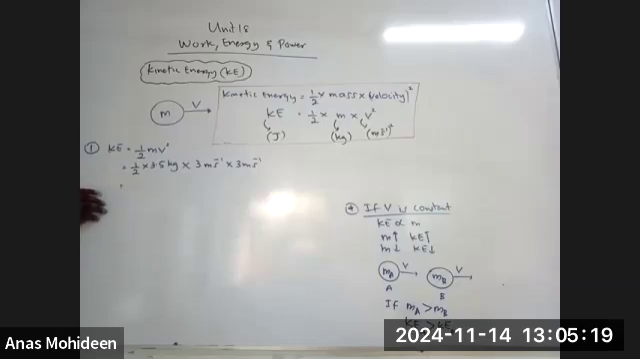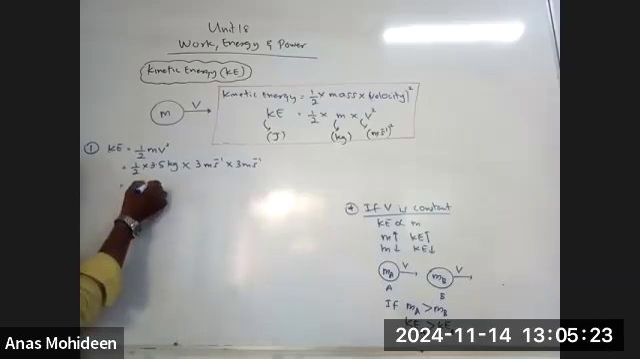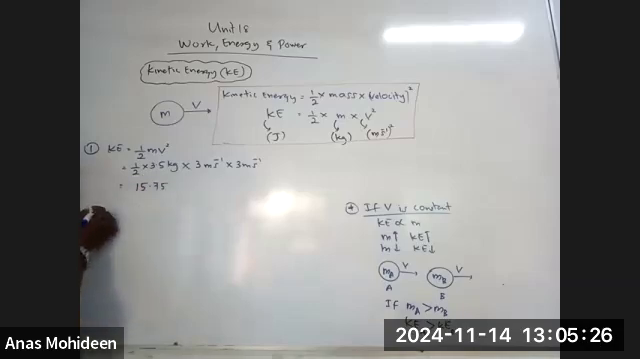Fifteen point seven five. 31.5 becomes 15.75. And what should be the unit? Joules. 15.75 joules. Abdurrahman, continuously speaking. I need to work.